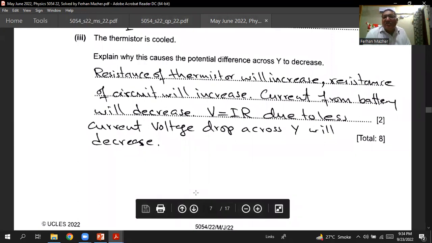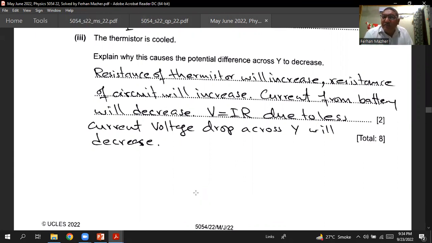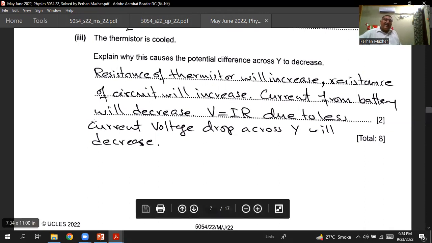He says the resistance of the thermistor will increase as you drop the temperature. The resistance of the thermistor will increase. Resistance of the circuit will increase. Current from the battery will decrease because V equals IR, due to less current, voltage drop across the Y will decrease. The R of the Y has not changed. The I flowing through the Y has decreased. So according to the formula V equals IR, if the R is not changed but the I has decreased, the product V equals IR will decrease. I hope you understand.